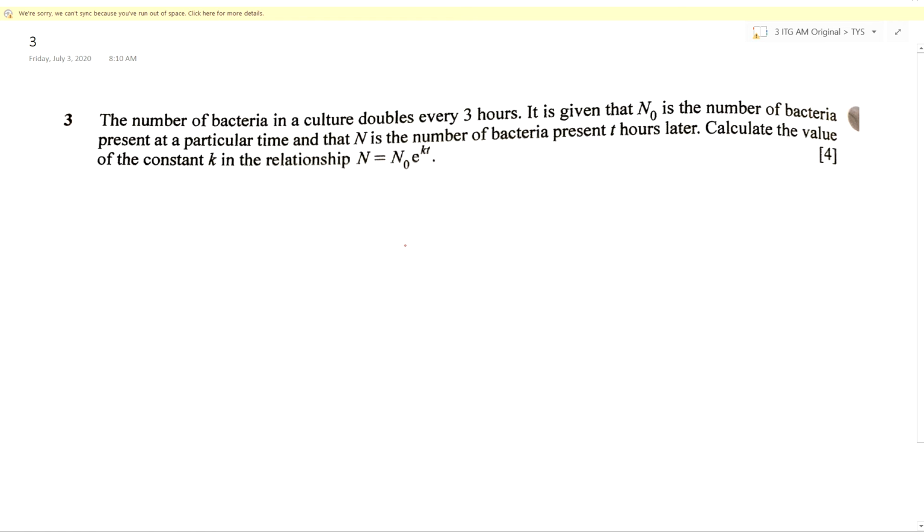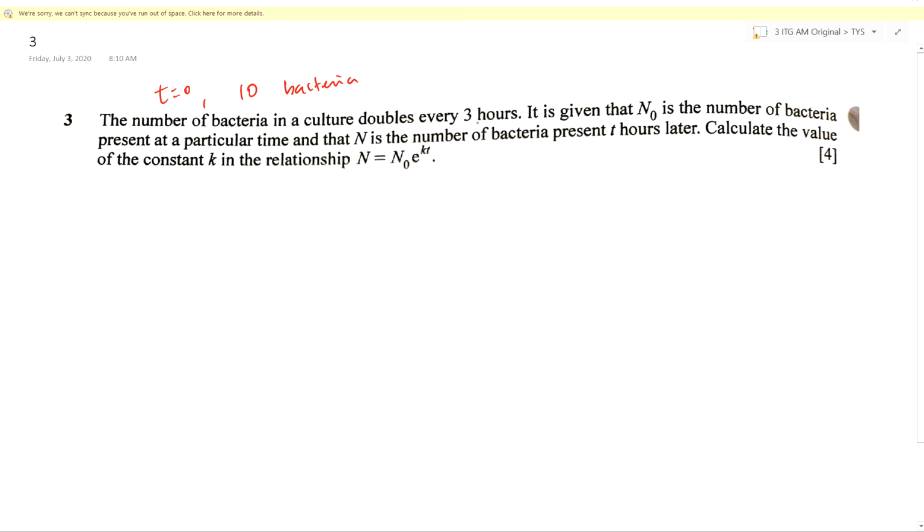Question 3. The number of bacteria doubles every 3 hours. Do you understand what that means? If at the start there are 10 bacteria, okay, this is a ridiculously small number. At the start, time equals 0, we've got 10 bacteria.